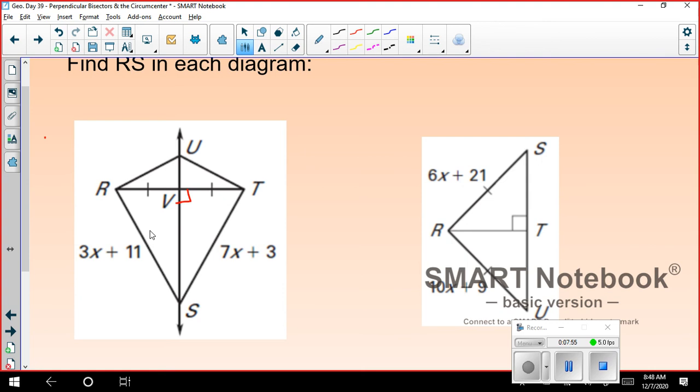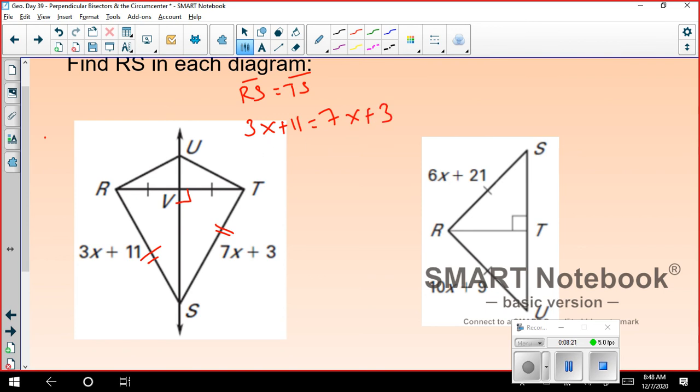We learned from the perpendicular bisector theorem that RS will be equal to TS. From the perpendicular bisector theorem, I can say RS equals TS. Then I can substitute and find the value of x first. 3x plus 11 equals 7x plus 3.